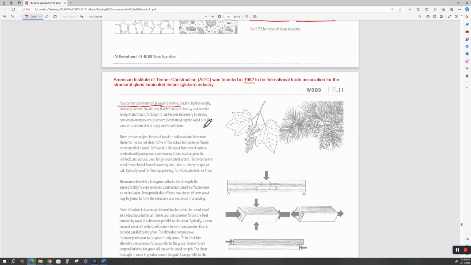Although it has become necessary to employ conservation measures to ensure a continuous supply of wood, it is still used in construction in many and varied forms. What he's saying here is we no longer go in and just completely clear cut a mountain. Now, some of those scarps you see in the heavy timber parts of the world, the United States, it looks like they came in and just clear cut everything. Well, they did. What you're not seeing is them going back and replanting what was cut, and then they'll let that grow and then harvest it in 15 to 20 years.